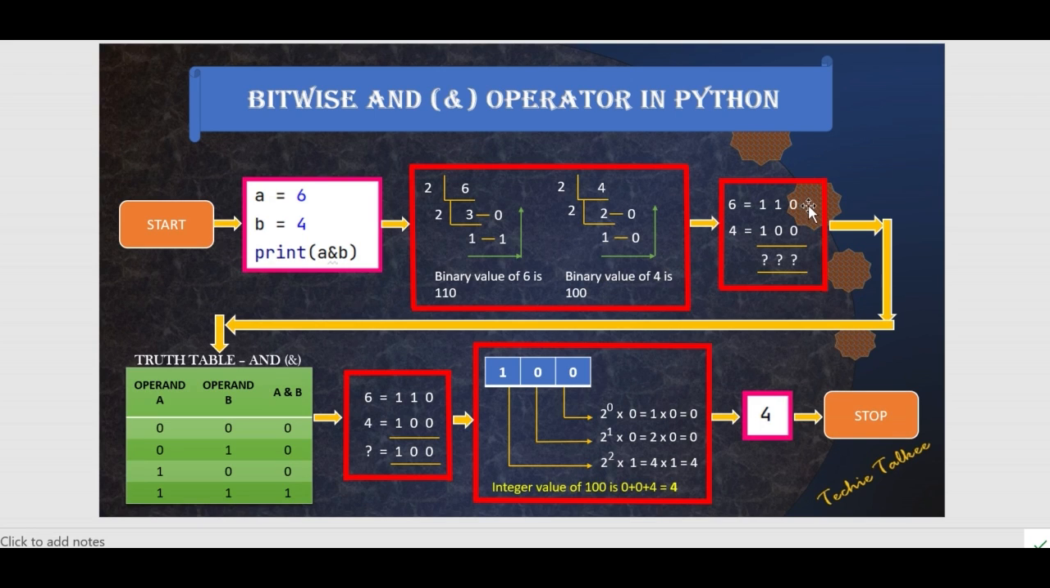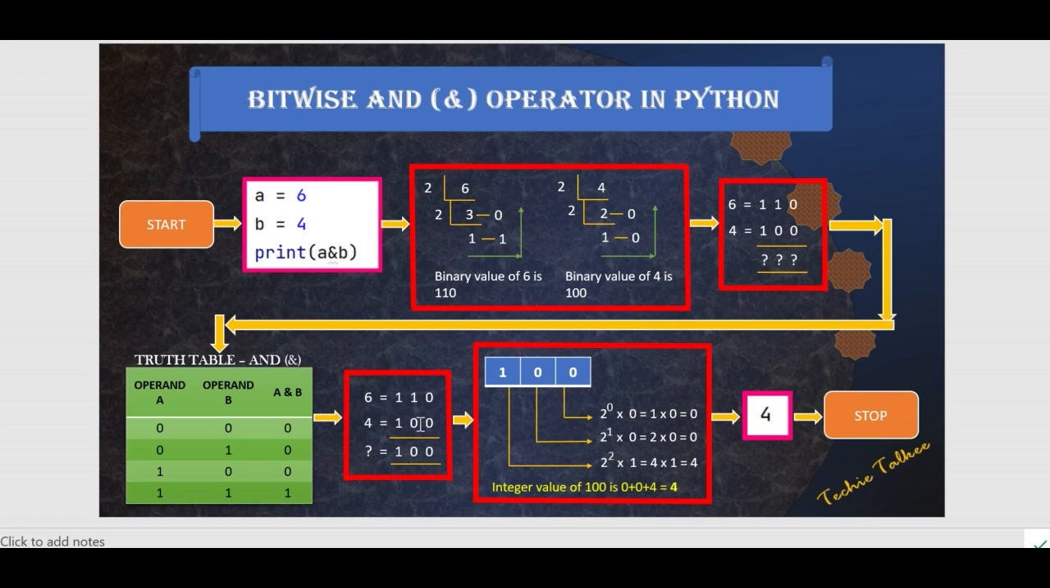Next, we have to perform the bitwise AND operation on these two values. So I am writing down the binary values of both 6 and 4 here. For performing the bitwise AND operation, I need the truth table. So this is the truth table that I was talking about. In this case, 0 and 0 is 0. So I'll write down 0 here.